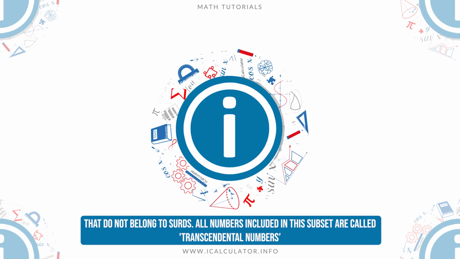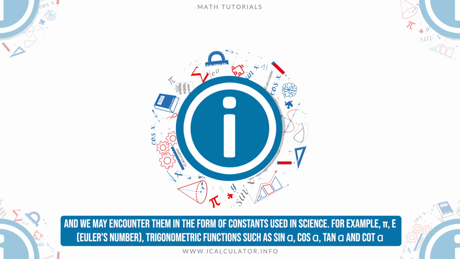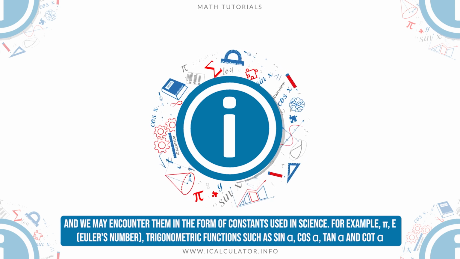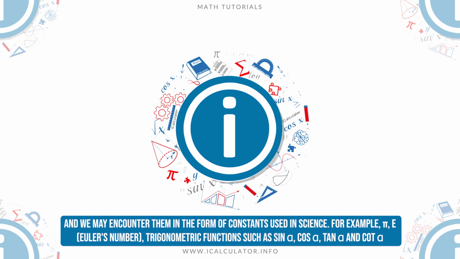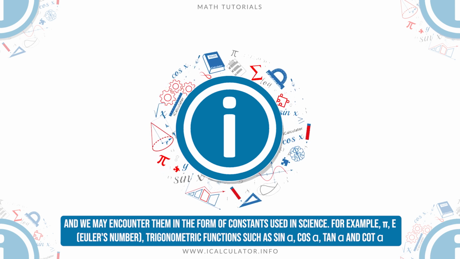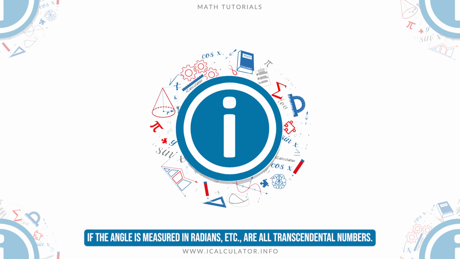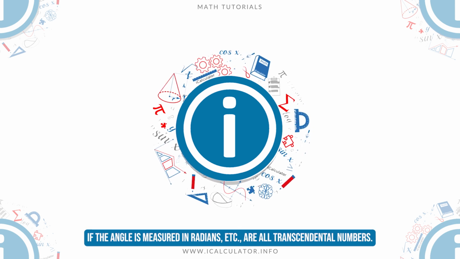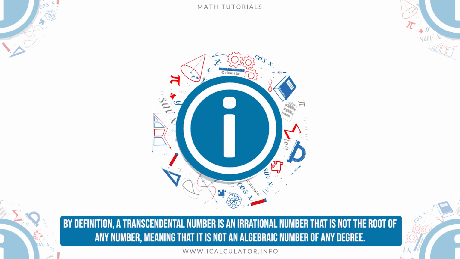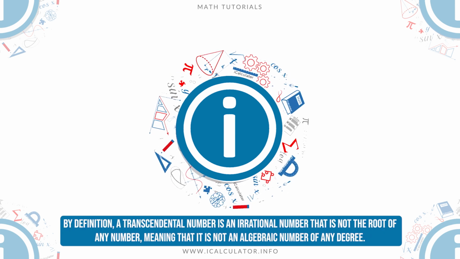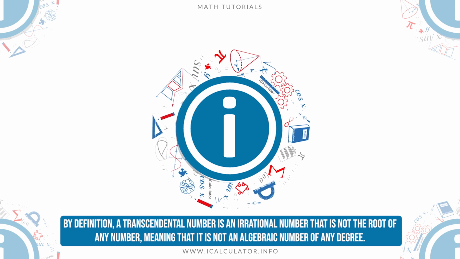All numbers included in this subset are called transcendental numbers, and we may encounter them in the form of constants used in science. For example, pi, e, Euler's number, trigonometric functions such as sin alpha, cos alpha, tan alpha and cot alpha if the angle is measured in radians, etc., are all transcendental numbers. By definition, a transcendental number is an irrational number that is not the root of any number, meaning that it is not an algebraic number of any degree.